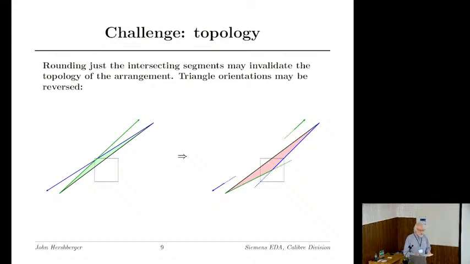However, this simple idea does have some subtleties. If you just round the intersecting segments without paying attention to the environment around them, then you may invalidate the topology of the arrangement. So on the left-hand side, this vertex between the green edges gets snapped to the center of the pixel, and it reverses the orientation of the triangle, which is going to cause big problems downstream. You don't want to do that.